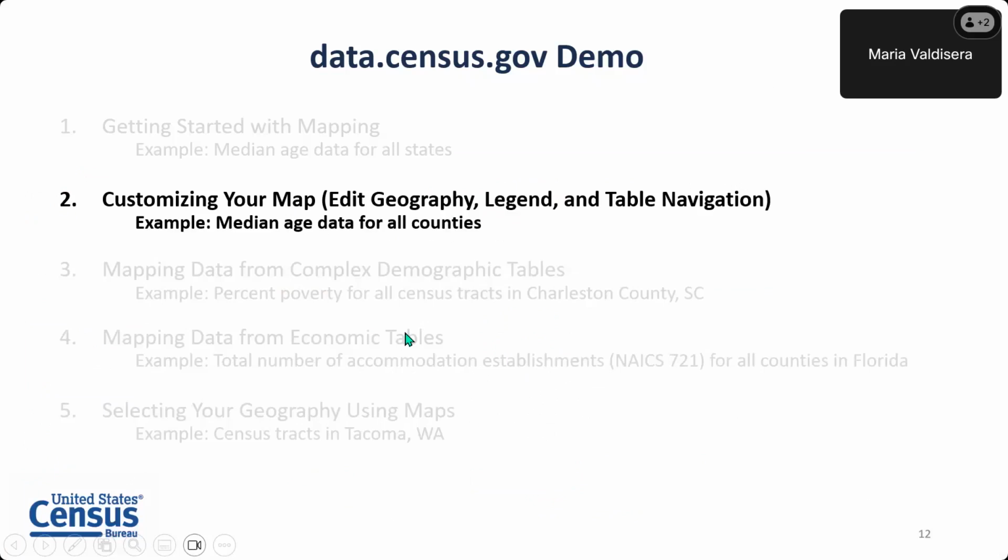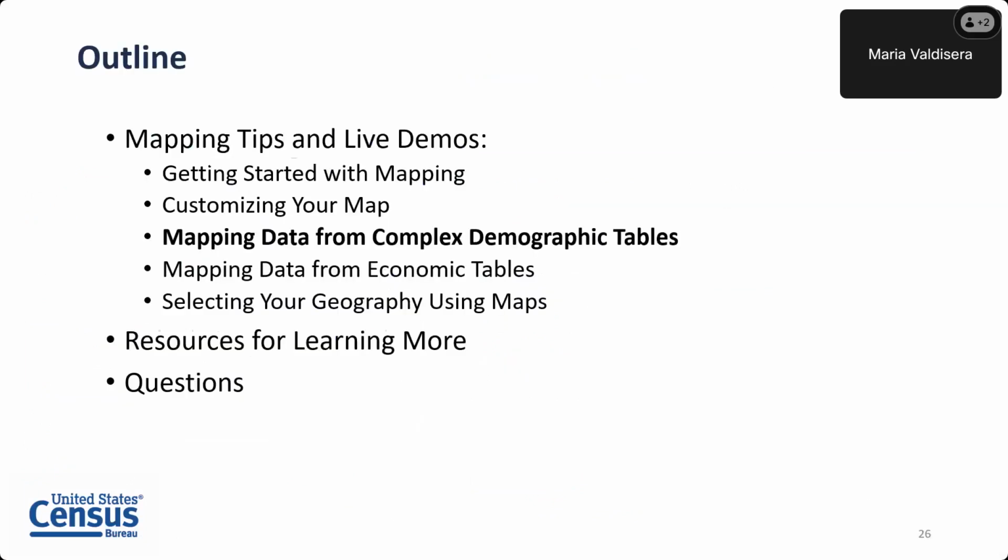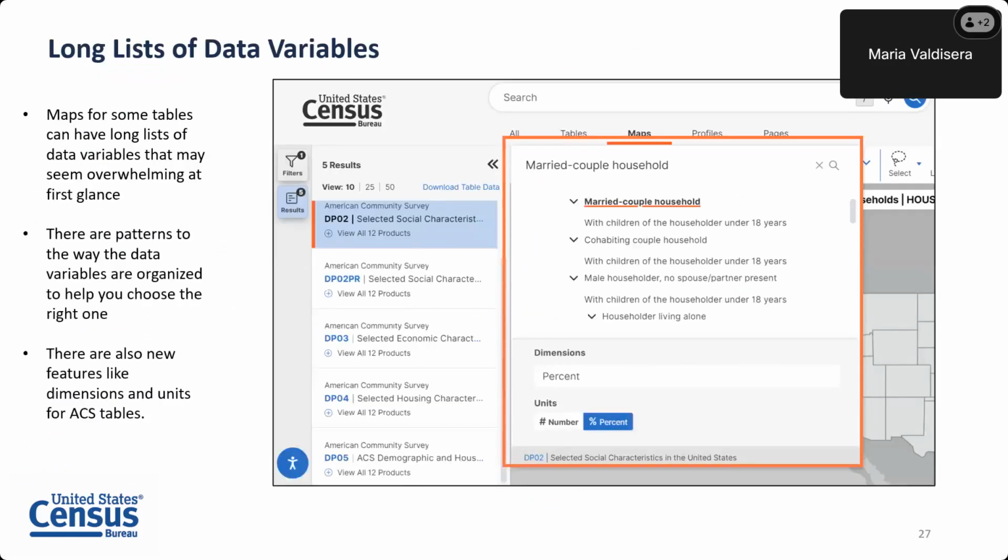So that is just a few of the customizations that you can make on data.census.gov with the mapping. The next thing that I wanted to cover was mapping data from complex demographic tables. Maps for some tables can have long lists of data variables that may seem overwhelming at first glance. There are certainly patterns to the way the data variables are organized to help you choose the right one.